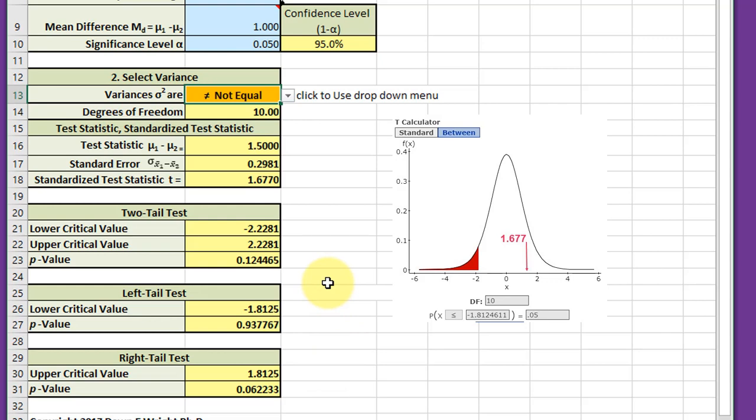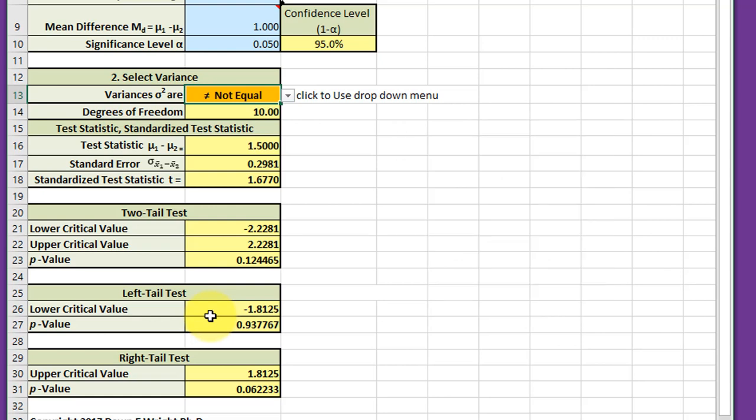You need to remember which tail test. This one, because the alternative contained the less than operator, is a left tail test. And we can see that the test statistic is not in the rejection region, which would be smaller than minus 1.85, and the p-value of 0.93 says we've got a lot of evidence supporting the claim, which was the null, that the mean difference was at least $1.